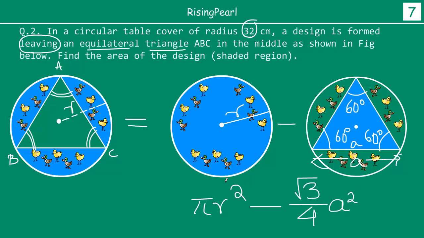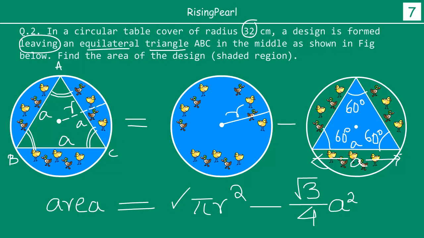So our required area is equal to pi r square, where r is the radius of the circle, minus root 3 by 4 a square. Now r is given to us as 32, so this value we will be able to find out. It is this length a that we need to be thinking about. How do we get to a? A is nothing but the length of this chord. So AB or BC or AC, they are all the same, and each of them is a.